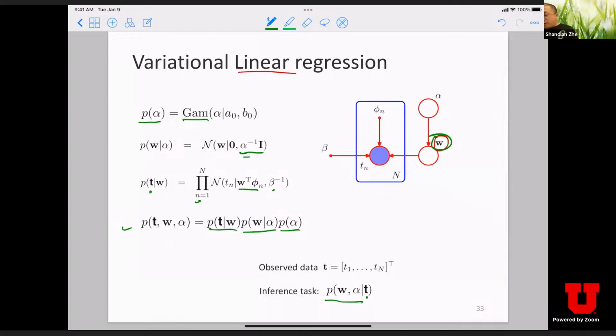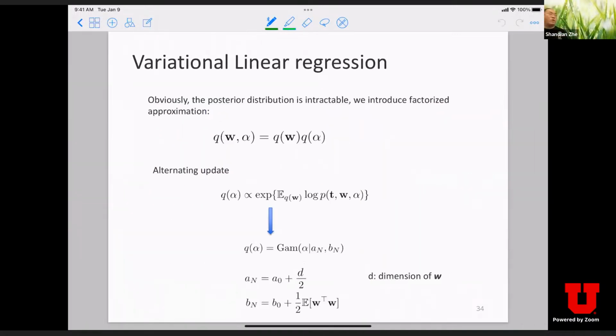So remember previously we just assumed alpha fixed, right? If alpha is fixed, then the posterior distribution of W given T is very easy. It's just Gaussian. But now, if you want to jointly estimate the posterior distribution for W and alpha, unfortunately, it is intractable. You won't be able to compute that. I encourage you to verify that.